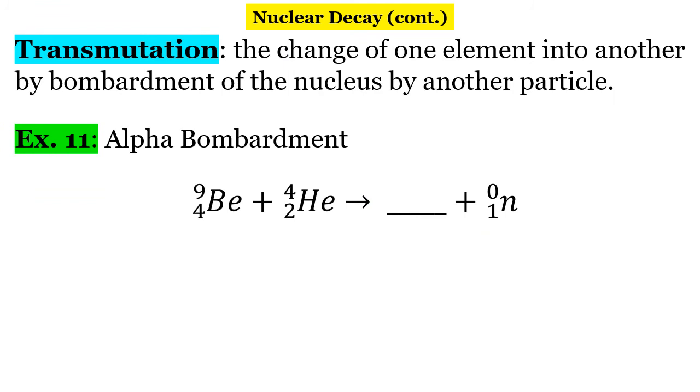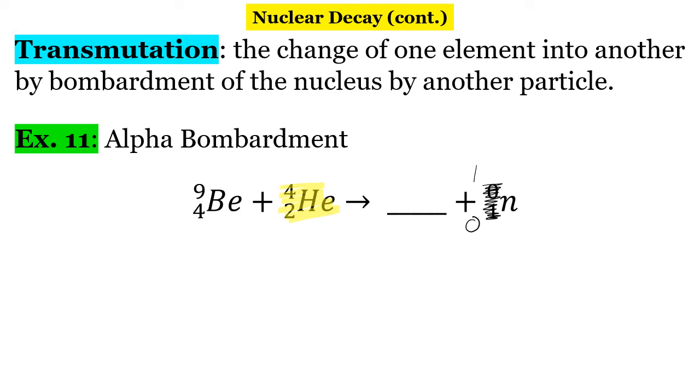The last thing we're going to talk about is transmutation. So transmutation is where we change one element into another by bombarding the nucleus with another particle. So this is alpha bombardment. So we have a helium nucleus. We want to make sure the reactant side and the product side are balanced. But before we do, I made a mistake here on my notes. This should be 1, 0, not 0, 1. Remember, neutrons have mass, but they don't have any protons.